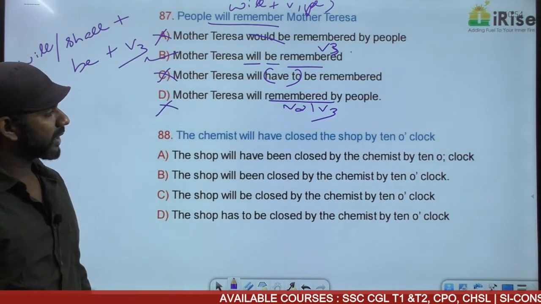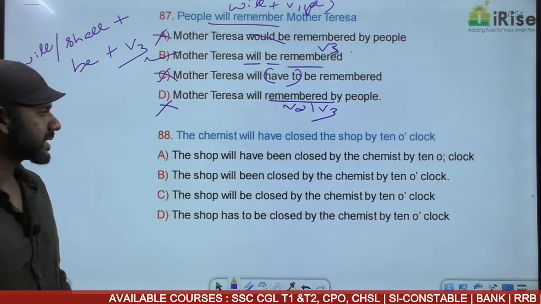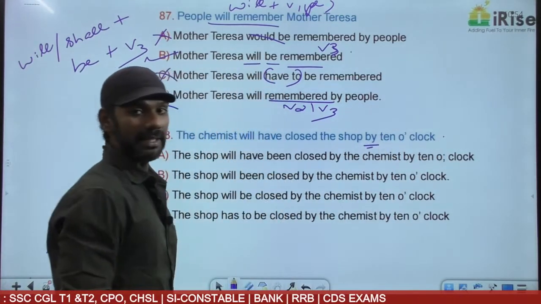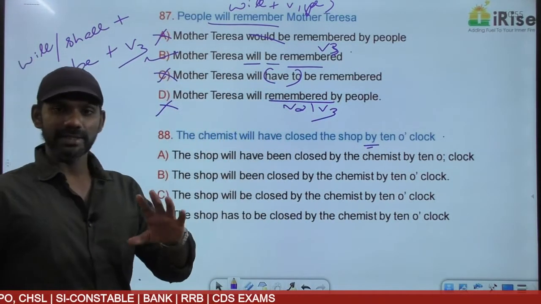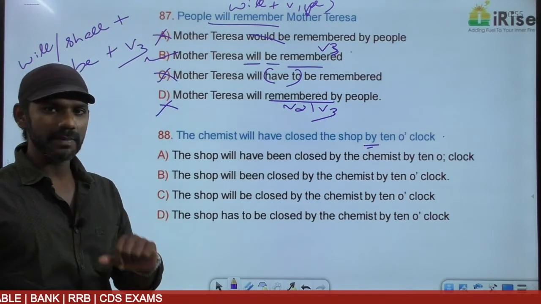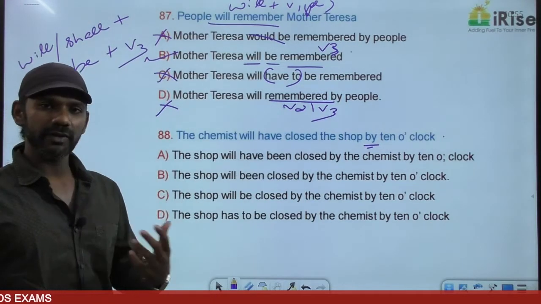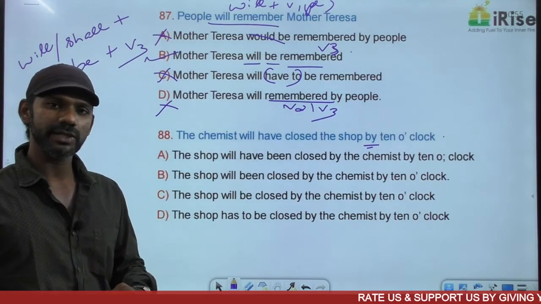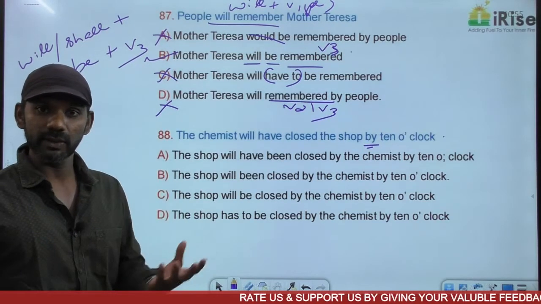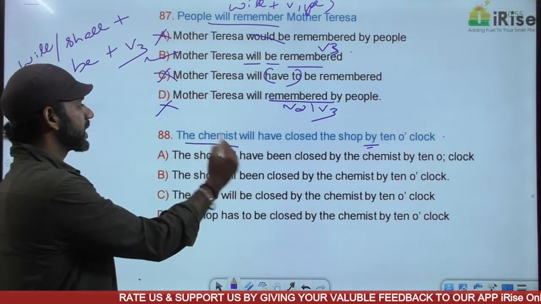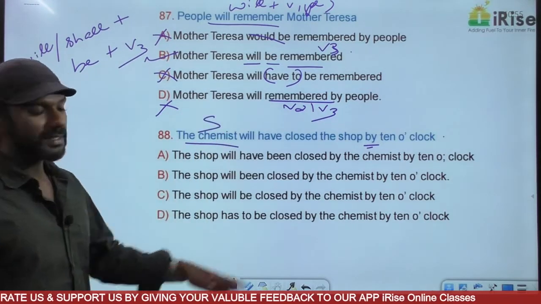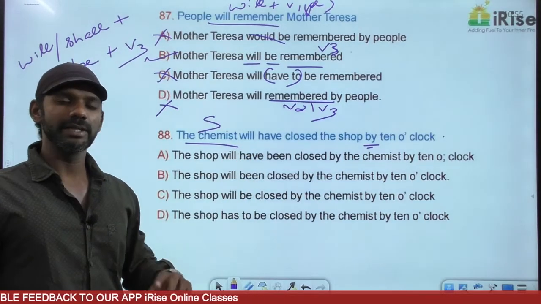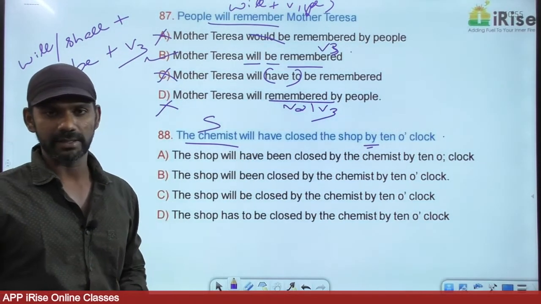The chemist will have closed the shop by 10 o'clock. This sentence is not in the passive voice even though by is there. This by is not the passive voice by. Now understand the meaning. The chemist will have closed the shop means the chemist will be doing the action or receiving the action? Doing the action because he will close the shop. Subject comes to the beginning in active voice. This is the future perfect by. I told you while discussing tenses.